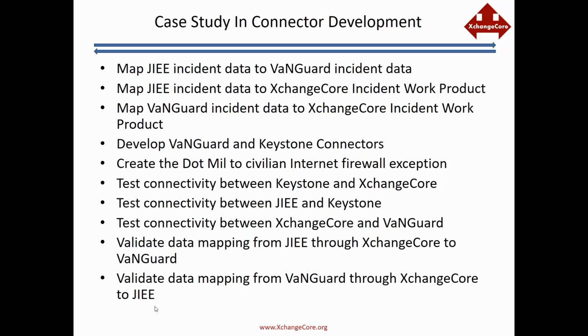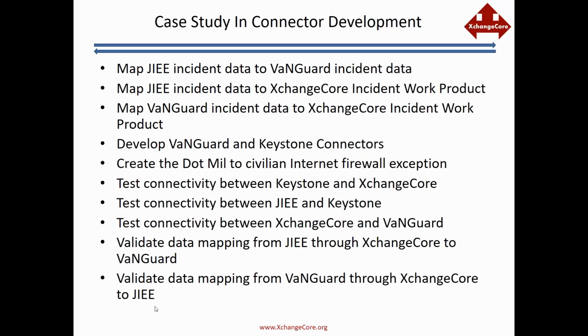Secondly, somebody has to sit down and do those connectors. The VaNGuard connector was taken right from the XchangeCore open source code repository as the building block for making that VaNGuard connector. And it was a JSON connection that allowed you to go in and grab and put information into the VaNGuard through an API in a JSON format. The Keystone connector did the same thing with JIEE. I'm not completely familiar with what kind of a format they were talking about inside of JIEE.